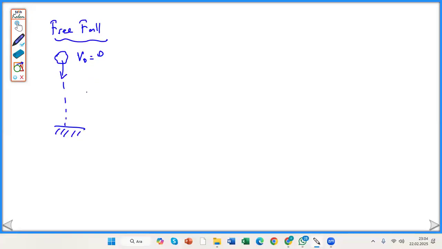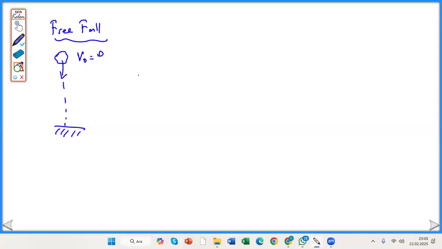And because of the gravitational acceleration or gravitational field strength, it has a gravitational force, and the gravitational force is exerted on that object. So because of the gravitational force, it falls down.